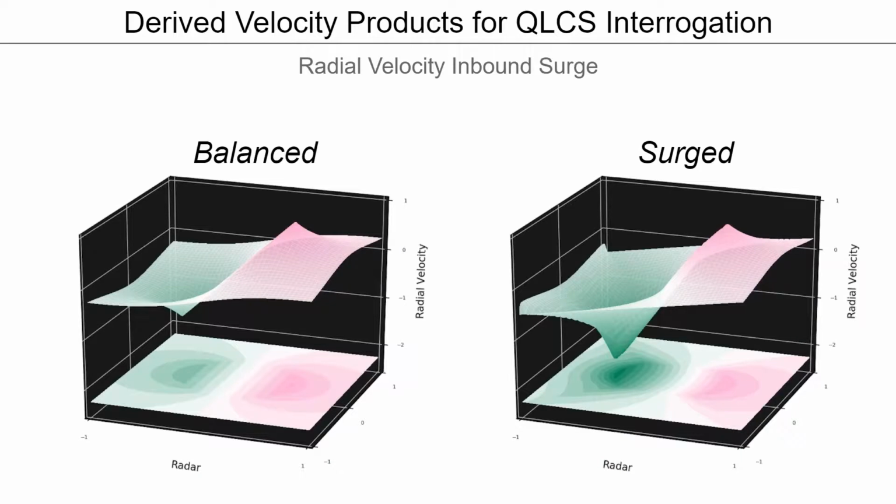Okay, so this is a way of representing balanced versus sheared flow. What I did here is try to simulate what would happen if you had something like a rear inflow jet or a rear flank downdraft. On the left is your more balanced flow. This is basically a way of looking at inbound and outbound velocities, where in this figure the radar is on the bottom to show you the orientation.